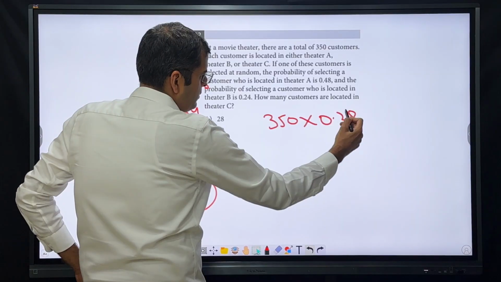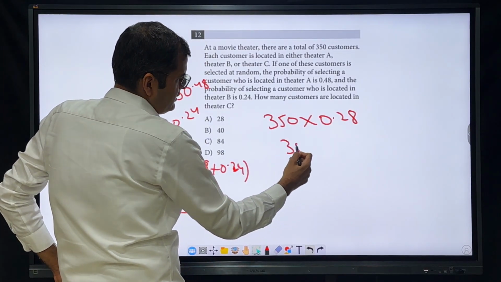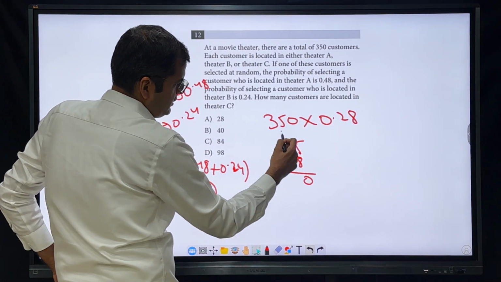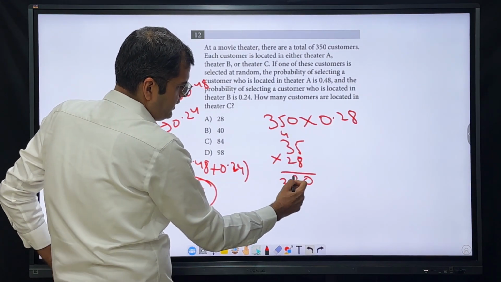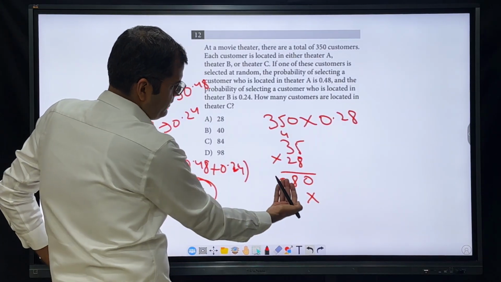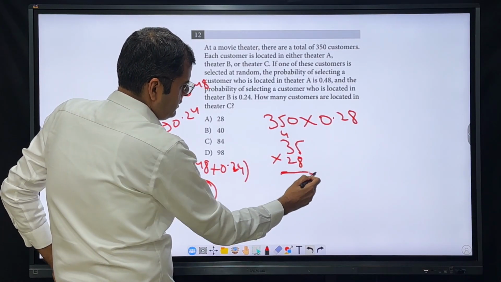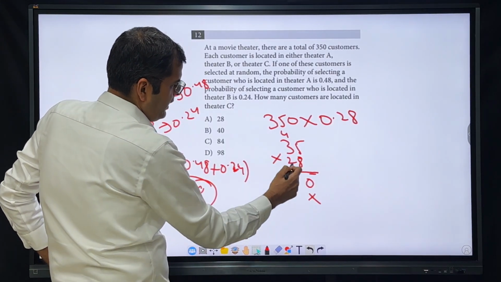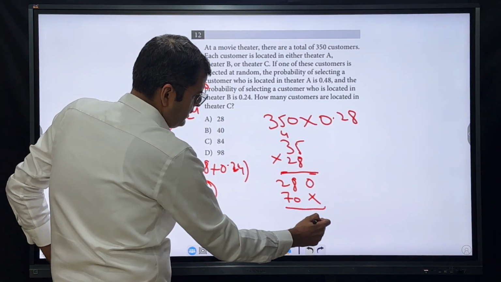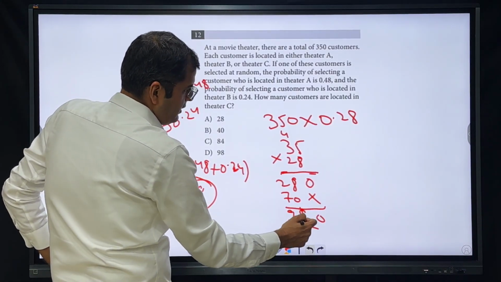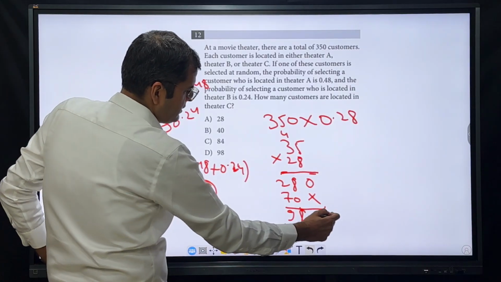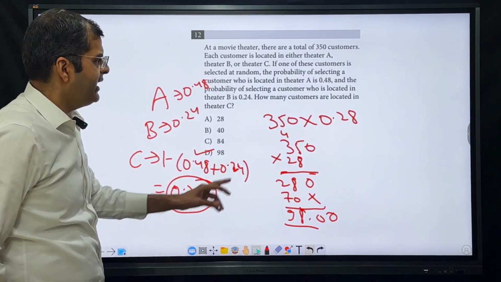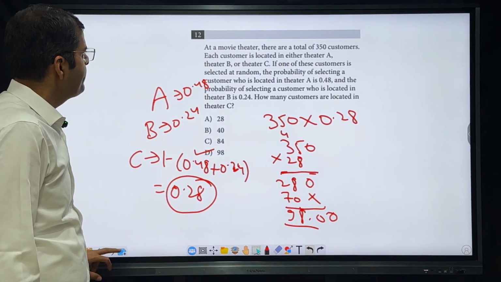350 into 0.28. So, if I do 35 into 28, 8 5s are 40, 0, 4, 8 3s are 24, 280. And 35 into 2 is 70. So, 0, 8, 9. 980, and there are 2 decimals and 1 zero. So 9800 and 2 decimals, 98. So 98, option D is the answer, which is 350 into 0.28.